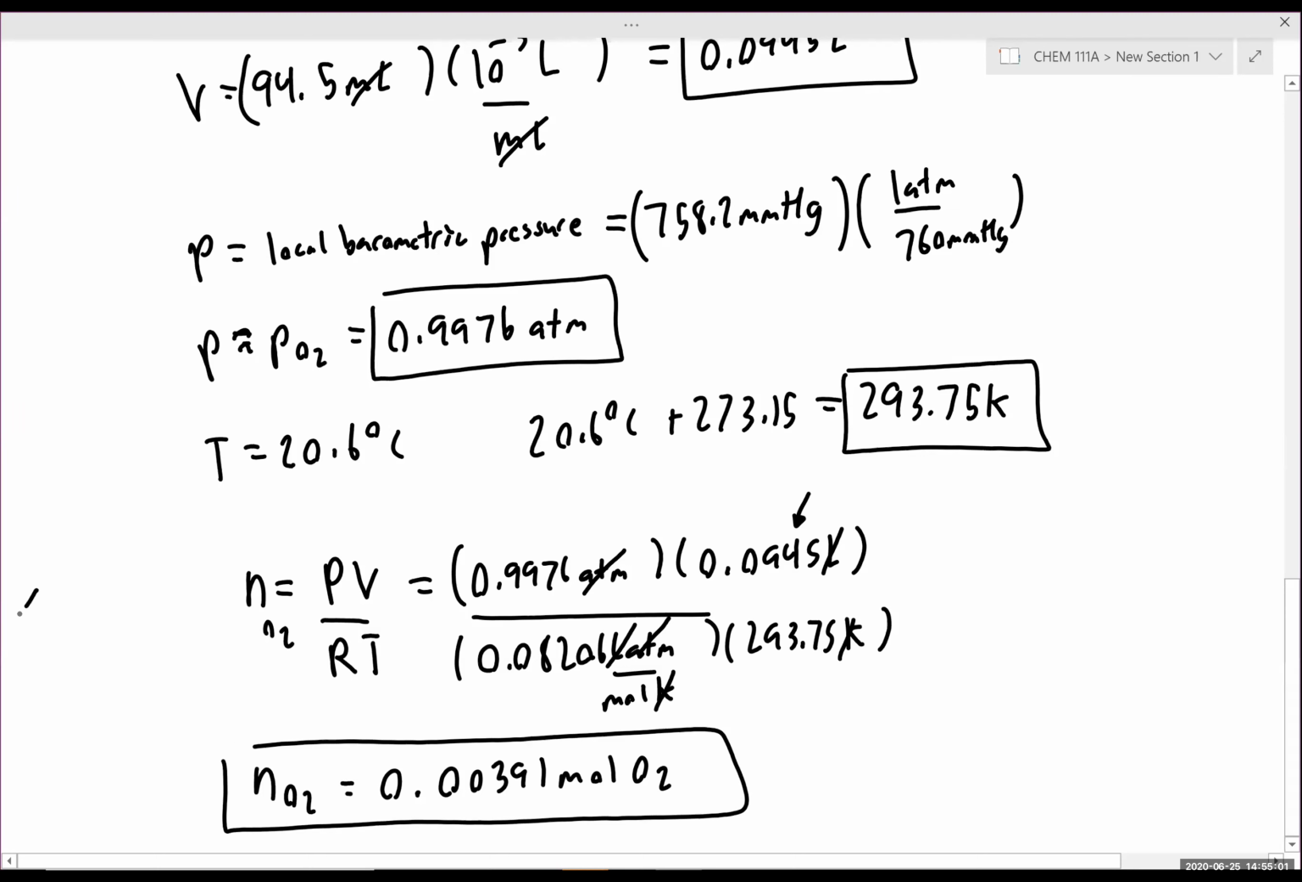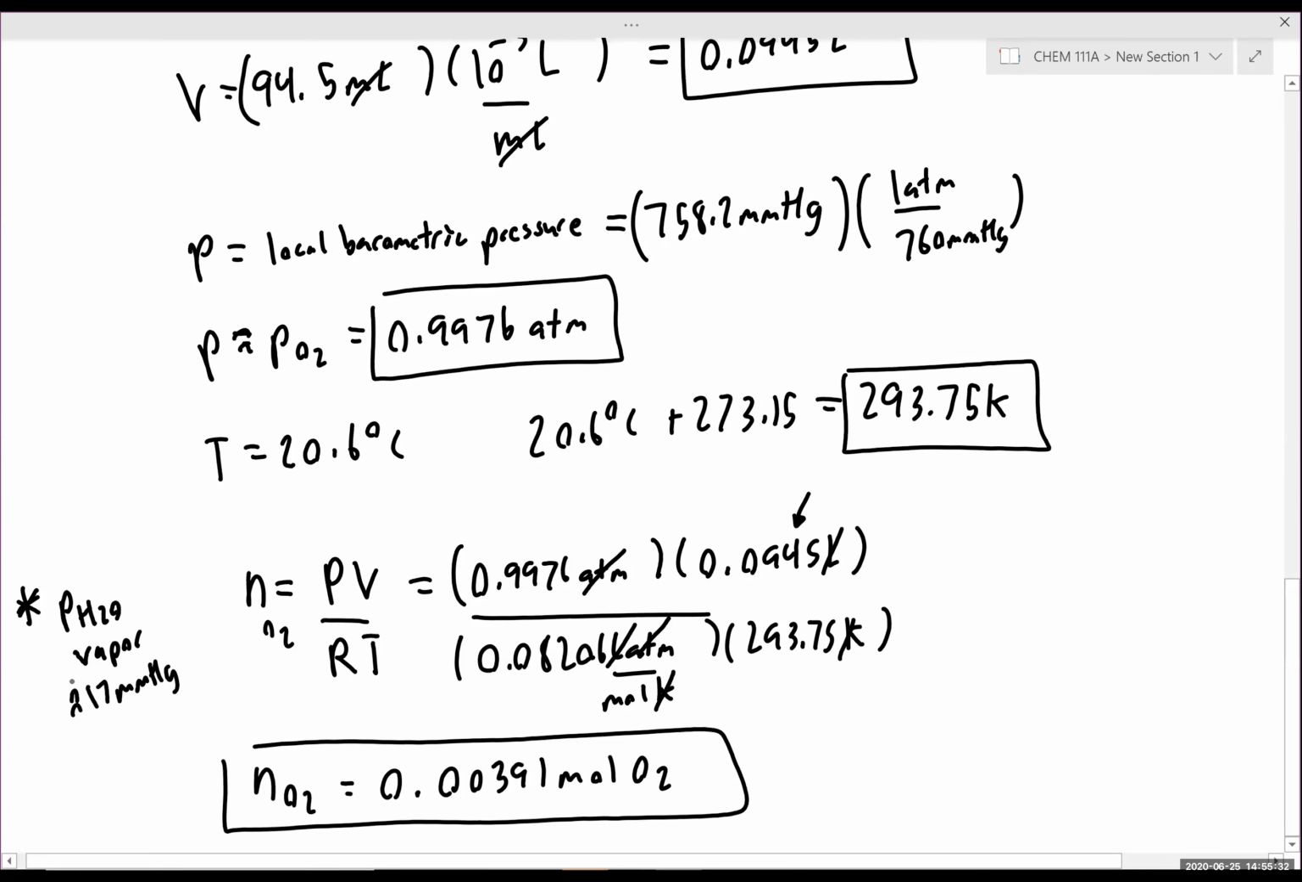Now we did make some assumptions here. We neglected the pressure of water vapor, which is approximately 17 millimeters of mercury. You can redo the calculations, but in the lab book, they don't account for the pressure of water vapor, so it's not a requirement.